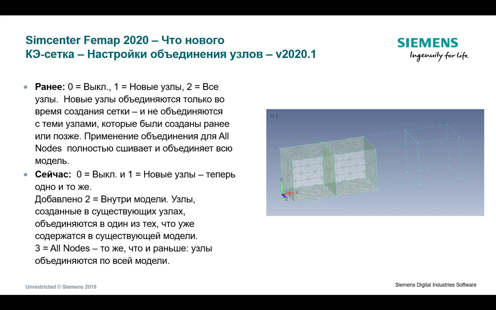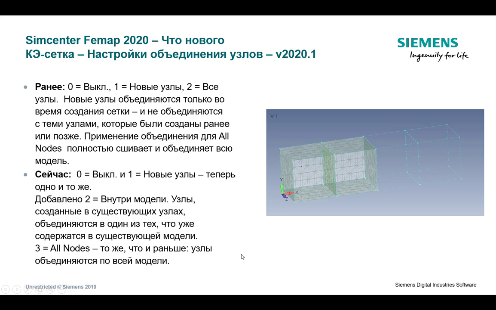Prior to version 2020.1, the mesh geometry solids command had three options for merging the nodes of the elements created during the command, and they were off, new nodes, or all nodes. What was missing was an option to merge any newly created nodes on the solids into existing nodes that were already in the model. So what we added was the option 2 into model and simply moved all nodes to be number 3 in the drop-down list. So what does this mean for you?